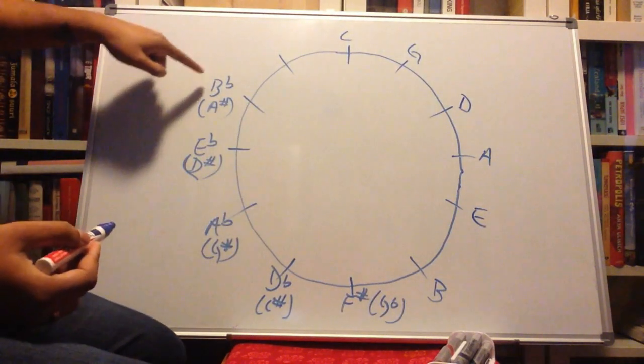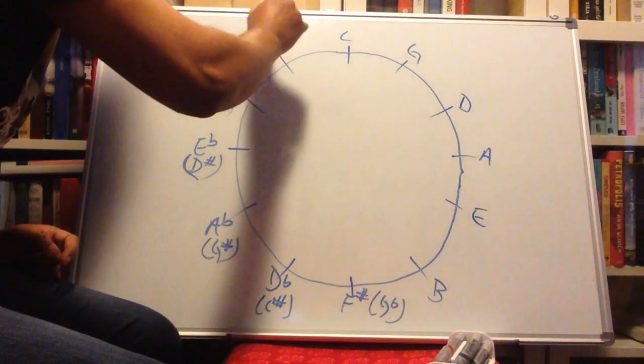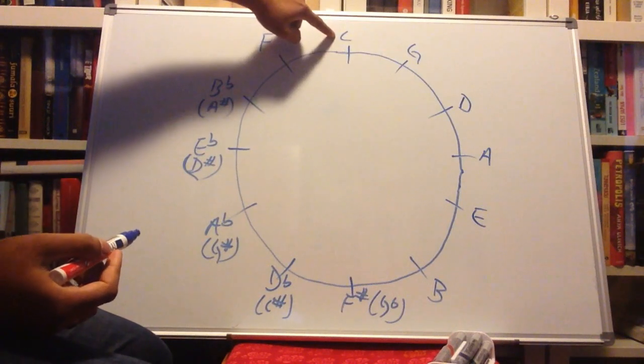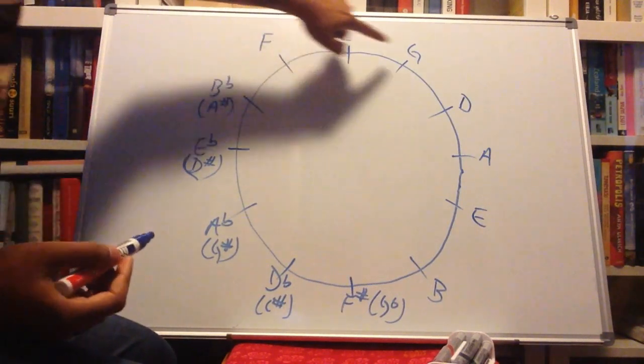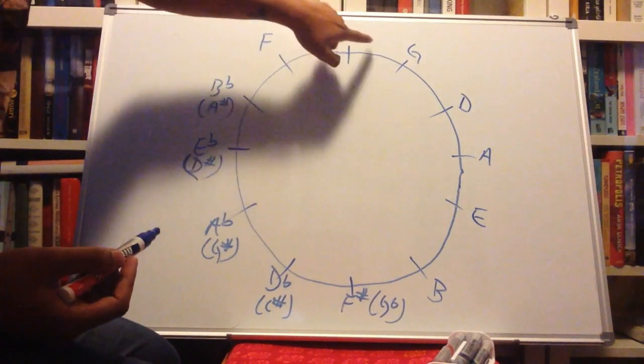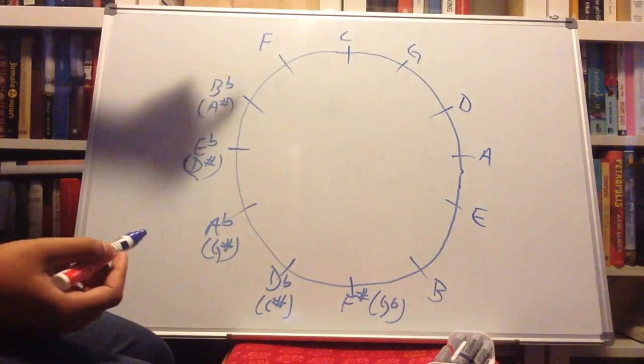right? And again, fifth of B flat would be F. And fifth of F is, here we go, C. So that's why it's built on fifth, that's why it's called fifth. So fifth of C is G, fifth of G is D, all fifths.